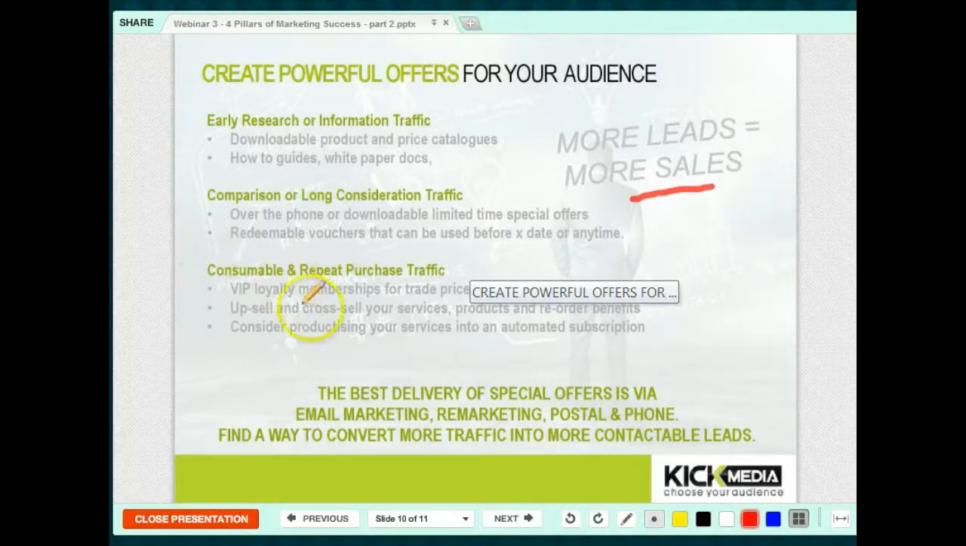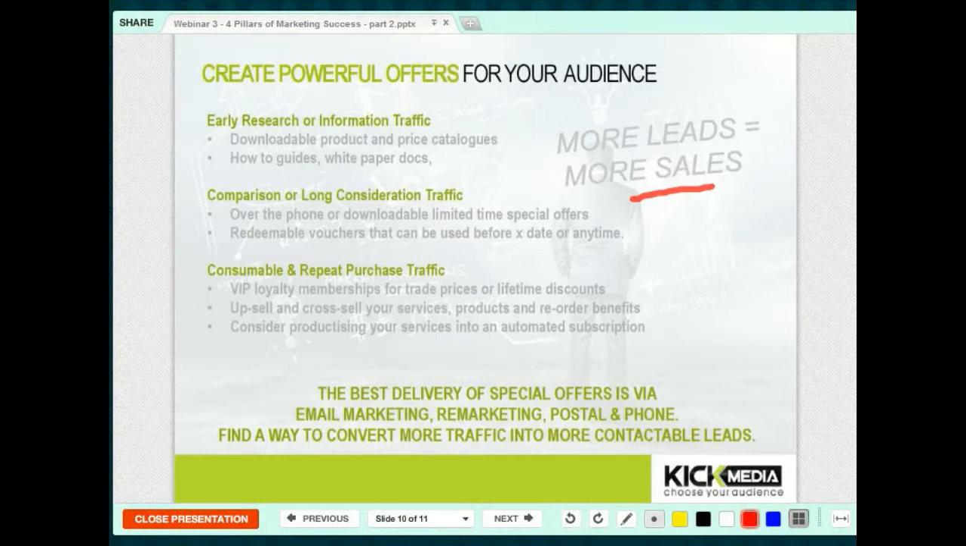Consumable and repeat purchase traffic. VIP loyalty memberships for trade prices or lifetime discounts work quite well. Upsell and cross-sell your services, products, and reorder benefits. So what are the benefits of reordering right now? Consider productizing your services into an automated subscription. Actually, I'll show an example of a plumber who's done that really well that I found yesterday. I'll bring that up in a second.